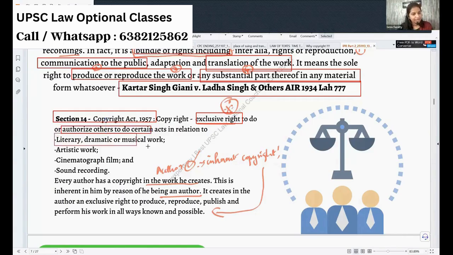Literary, be it literary, dramatic, or musical work, artistic work, cinematographic films, sound recordings. Every author has a copyright in the work he creates. So who is the person having the copyright? It is the creator. The author is having the copyright, and it is an exclusive right to him if he does any of these things.